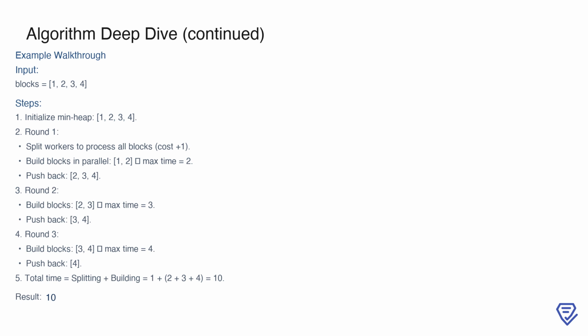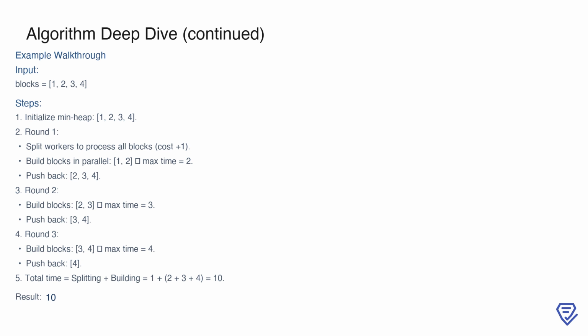We first initialize the min heap as [1, 2, 3, 4]. In the first round, we split workers to process all blocks, which incurs a cost of 1. Then, we build blocks in parallel, focusing on the smallest times, so 1 and 2 are processed with a maximum time of 2. The results are pushed back into the heap, which now becomes [2, 3, 4].